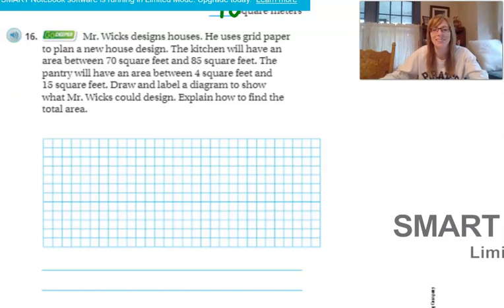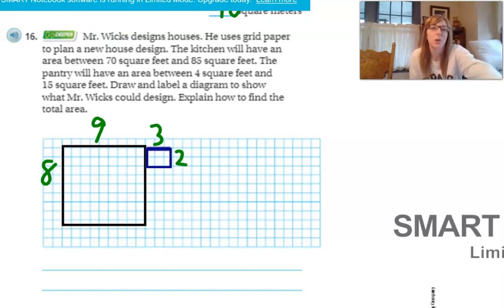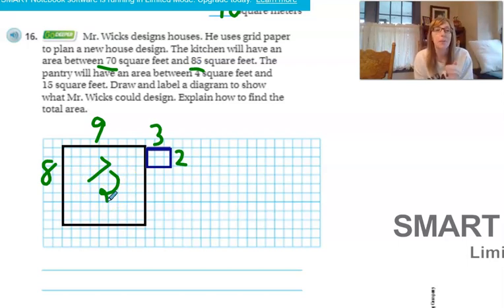And then come back. Okay, so I drew mine. It has to be between 70 and 85. So what I did was I drew mine where it took up 72. So that's in between 70 and 85. So I stayed within my limit. And for my pantry, because I had such a huge kitchen, I was like, well, why do I need such a huge pantry? So I made a smaller pantry and I did mine 3 feet by 2 feet, which gave me 6 square feet. And that was in between my 4 and my 15 square feet. Okay. So hopefully you drew your own design, but that your kitchen area fell between 70 and 85, and then your pantry fell in between the 4 and the 15.